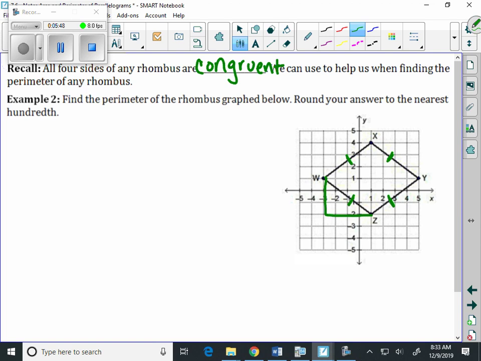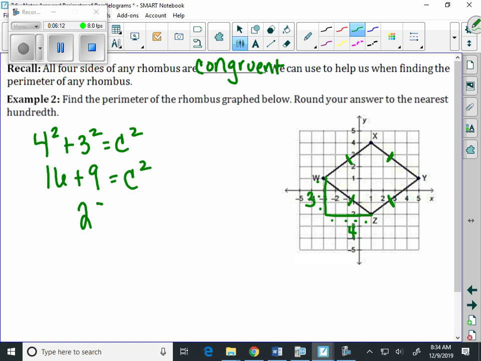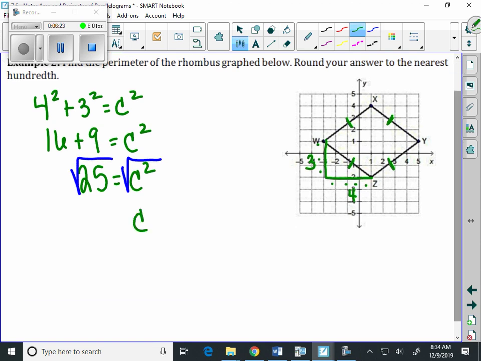I'll look here to find the length of WZ, but it all goes back to the Pythagorean theorem. 1, 2, 3, 4. 1, 2, 3. And we set it up. 4 squared plus 3 squared equals c squared. 4 squared is 16. 3 squared is 9. 16 plus 9 is 25 equals c squared. And then when we take the square root of both sides, again, type it into your calculator, so we get 5.